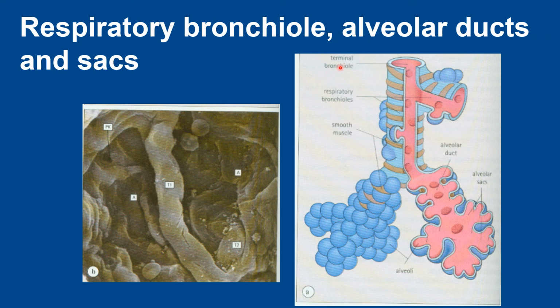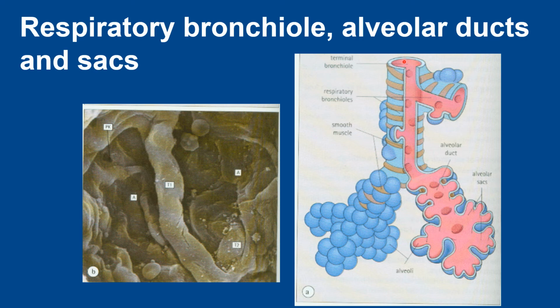Respiratory bronchiole, alveolar ducts and sacs. After the terminal bronchiole comes the respiratory bronchiole. The respiratory bronchiole name is given where respiration is possible. See, there are alveoli which open into the bronchiole. So, to identify a respiratory bronchiole, you have to search for the alveoli. The respiratory bronchiole is that part of the bronchiole where respiration is possible because the alveoli start opening into the bronchiole. The other structures are similar.